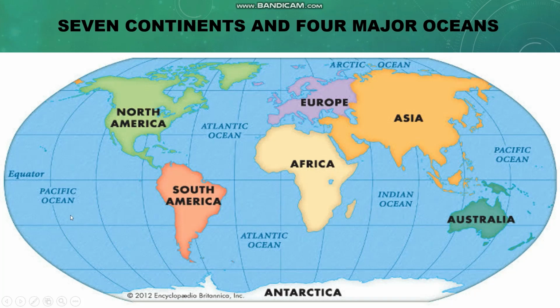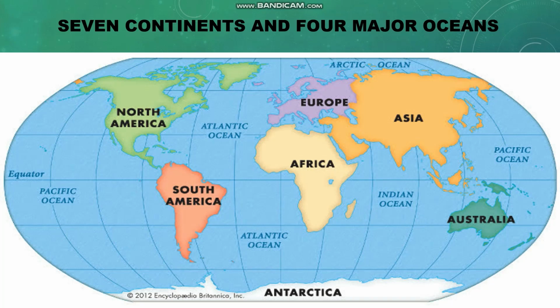So already we have discussed that the large water bodies on the Earth are called oceans. We are studying the 4 major oceans, that is Pacific Ocean, Atlantic Ocean, Arctic Ocean and Indian Ocean. The largest and deepest ocean is the Pacific Ocean. The smallest and shallowest ocean is the Arctic Ocean. The only ocean named after a country is the Indian Ocean.